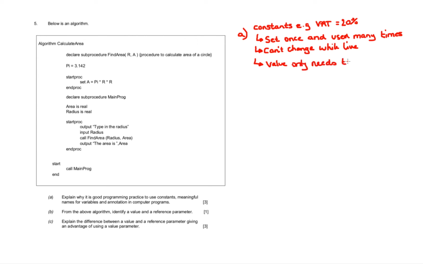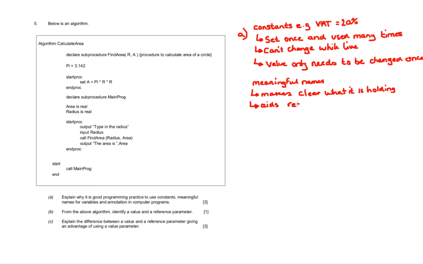That holds the constant. For meaningful names, it makes it clear what the variable is holding. For example, total amount will obviously hold the total amount, and that aids the readability of your program in general. For annotation, it's good programming practice to use annotation because other programmers will find the code easier to follow.